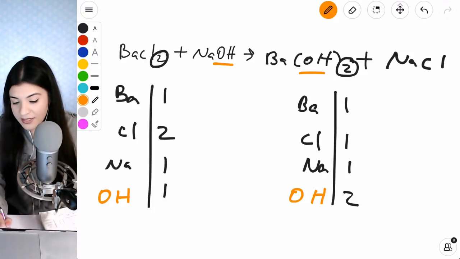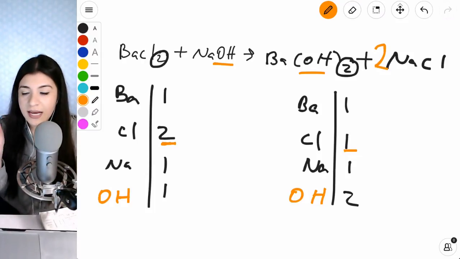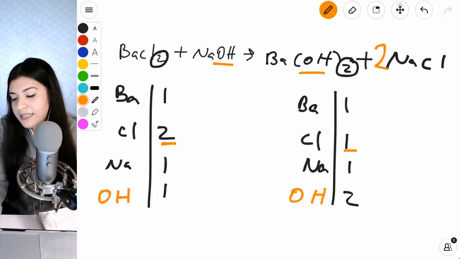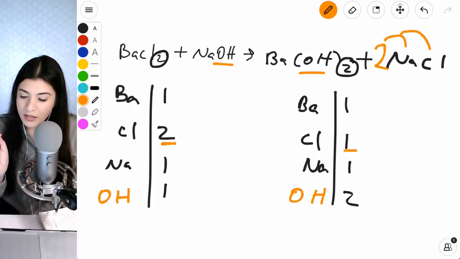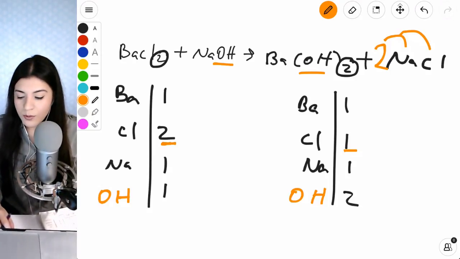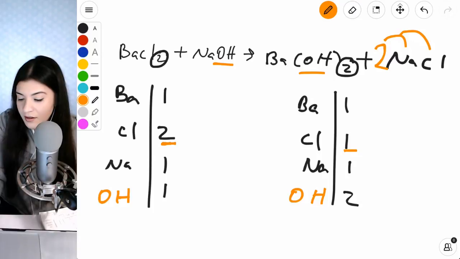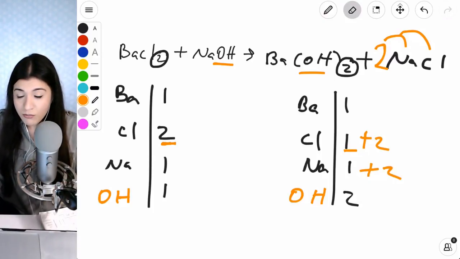So since this side has 2, and I need 2 on the other side to balance it out, I would place a 2 in front of the entire compound. And what's going to happen is that 2 will actually distribute to each one. Now, a lot of times students think that because we placed a 2 there, what we would do is add 2 more to what we initially stated, and that would actually be wrong.